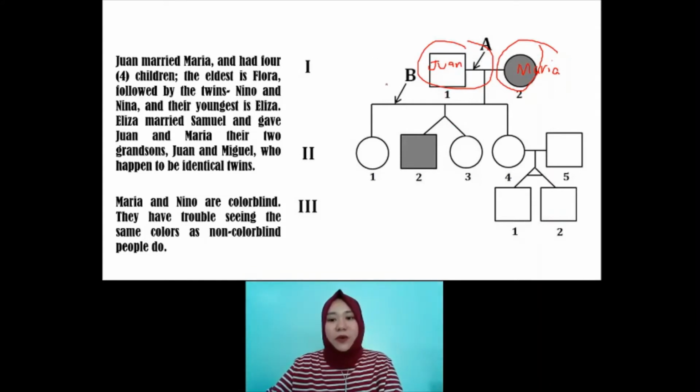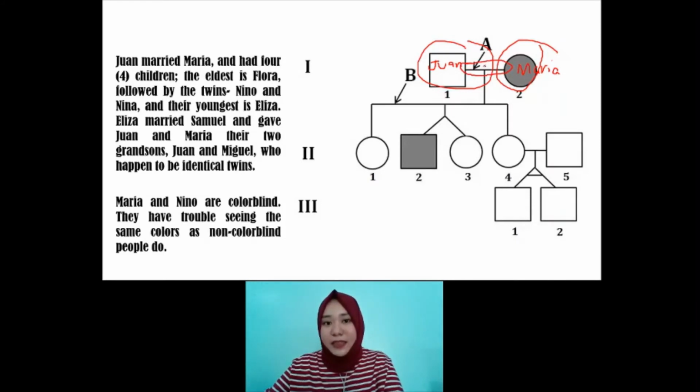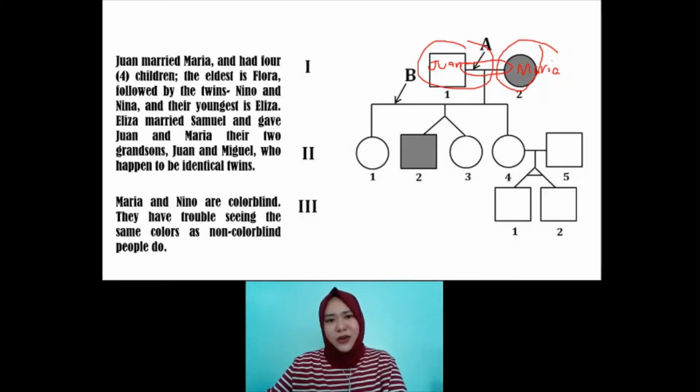Okay, so they had 4 children. The eldest is Flora, followed by the twins Nino and Nina, and then the youngest is Eliza. If you could see this line here that connects Juan and Maria, that's what we call the mating line. A mating line means they are in a union, they are a couple, husband and wife. That's a mating line. In Bisaya, it means they are married, or they are partners.